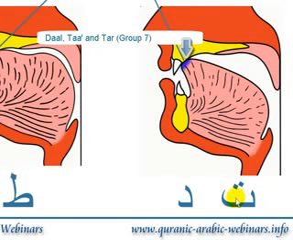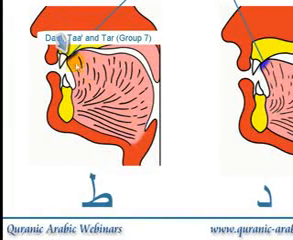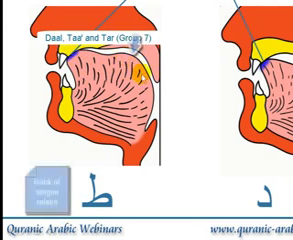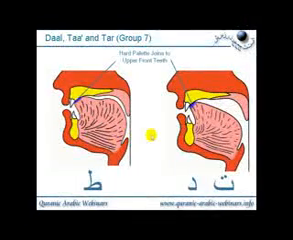So we have the letter Ta, Ta, and we have the letter Dal, Dal. And the other one we have is the letter Bo, Bo. So you apply a bit more pressure on the front of the tongue this time, and the back of the tongue raises a little bit. Bo, Bo. So that was group 7.